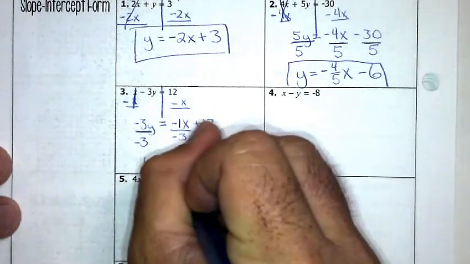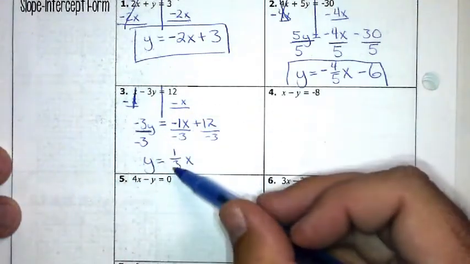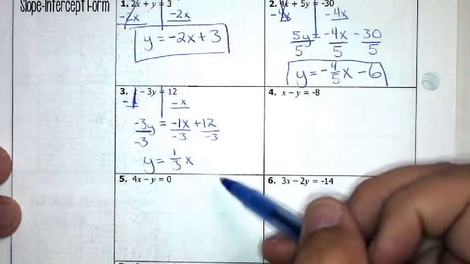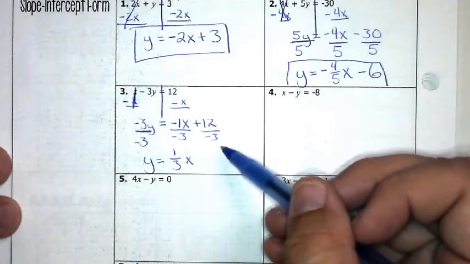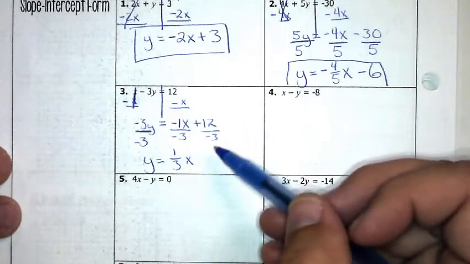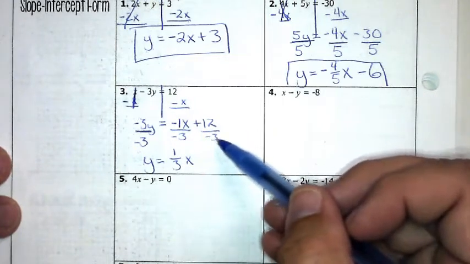Over here, do I get a whole number? No. Technically not. You get an integer. I should have rephrased my question. You get an integer. What's 12 divided by negative 3? Negative 4. Y is now by itself.